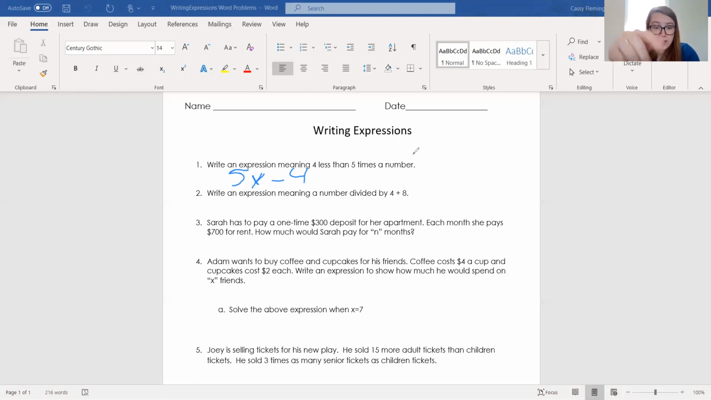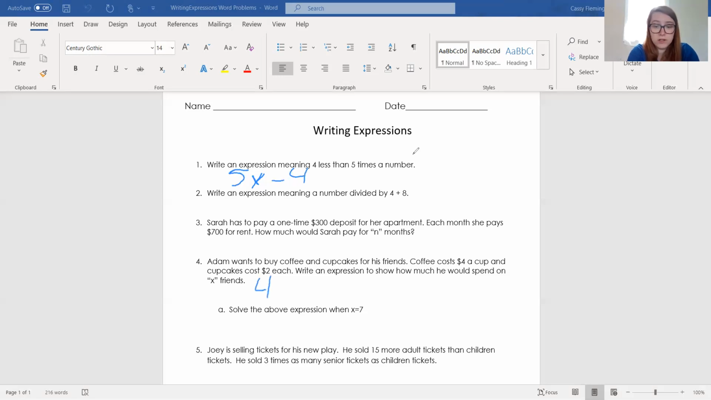Let's look at number 4. Adam wants to buy coffee and cupcakes for his friends. Coffee costs $4 a cup and cupcakes cost $2 each. Write an expression to show how much he would spend on X friends. So if he's going to buy his friends everything, if he buys a friend coffee, then he needs to buy a friend cupcake too. So we can use X both times.